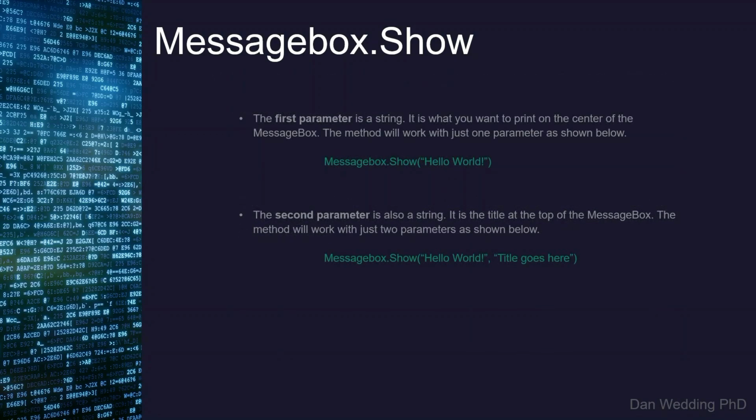The first parameter is a string. It is what you want to print on the center of the message box. The method will work with just one parameter as shown below. The second parameter is also a string. It is the title at the top of the message box. The method will work with just two parameters as shown below.